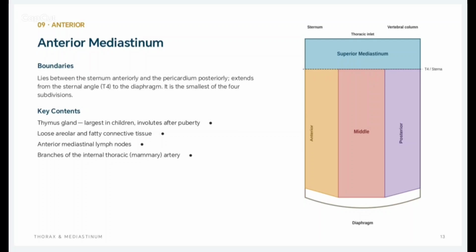The primary structure here is the thymus gland, which is largest in children and undergoes involution after puberty, being replaced by fat. Other contents include loose areolar and fatty connective tissue, the anterior mediastinal lymph nodes, and branches of the internal thoracic or mammary artery. While small, this space is significant because it can be a site for thymic tumors or lymphadenopathy in clinical practice.